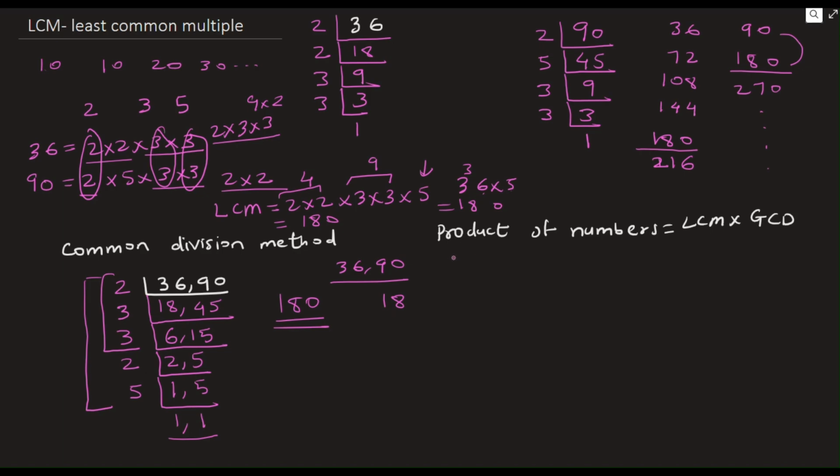So I write down the product of the numbers as 36 times 90. And here the LCM is the unknown times the highest common factor, which is 18. Therefore, I rearrange: LCM equals, I bring 18 to the other side, 36 times 90 divided by 18. I cancel off the common factors. 18 goes twice in 36. So the LCM is 2 times 90, which is equal to 180. These were the various ways of finding the LCM of two numbers.